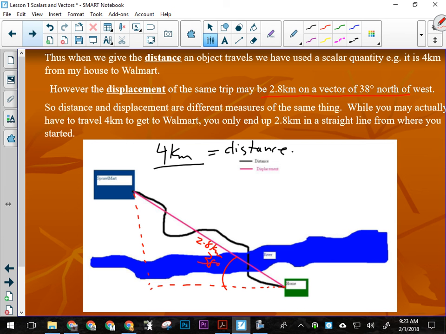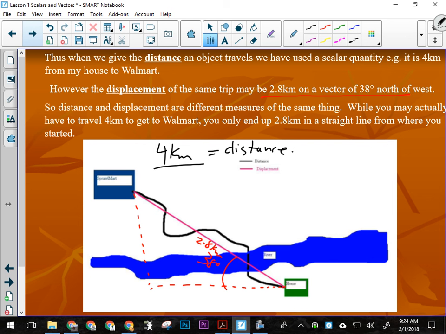All right, so let's say walking to Walmart along the black path took me a half an hour. How fast was I going? I walked 4 kilometers in a half an hour. How fast was I going? 8 kilometers an hour. Here's how we figure that out. How fast? Is that velocity or speed? Which one's scalar? Velocity or speed? Speed. Speed's the scalar one.